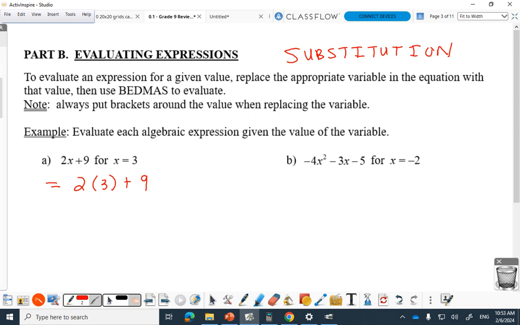2 times, and then BEDMAS. Can we do this 2 times 3? Yes, we can. So BEDMAS is in. We don't have to resort to the distributive property here. 2 times 3 is 6. Add 9 is 15. Is it okay? Most people like subbing better than collecting like terms. A little more straightforward. But don't forget the wrapper. Yeah?